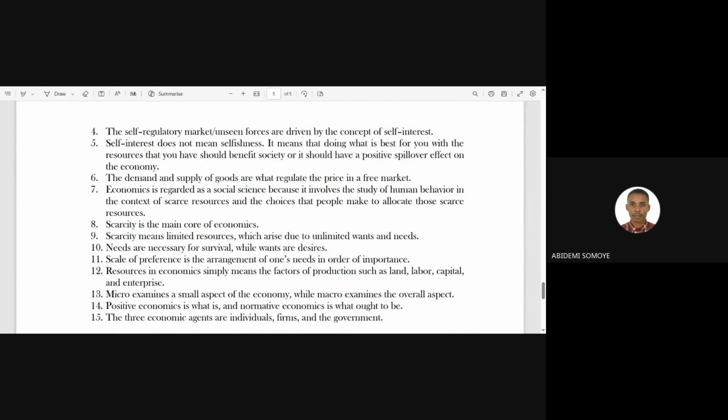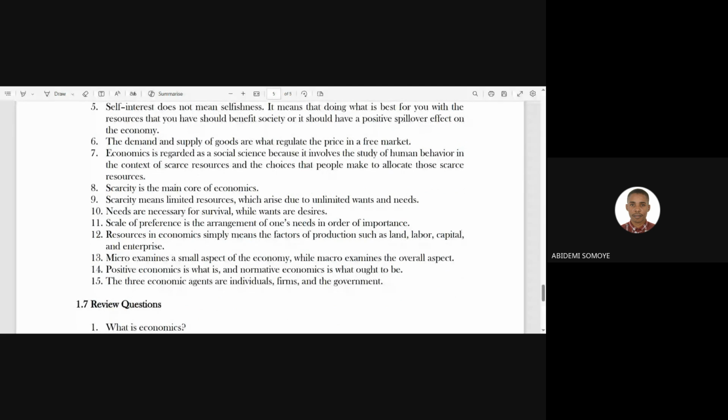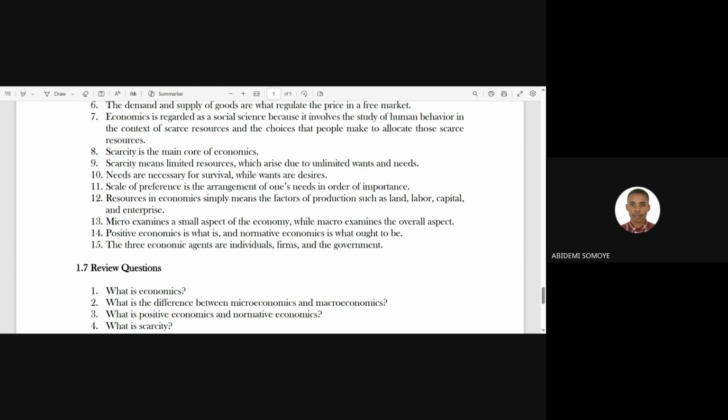I said economics is regarded as a social science because it involves the study of human behavior, the concept of scarce resources, and the choices that people make to allocate those scarce resources. Scarcity is the main core of economics. Scarcity means limited resources, which arise due to unlimited wants and needs. Needs are necessary for survival, while wants are desires. A scale of preference is the arrangement of one's needs in order of importance. Resources in economics simply means the factors of production such as land, labor, capital, and enterprise.